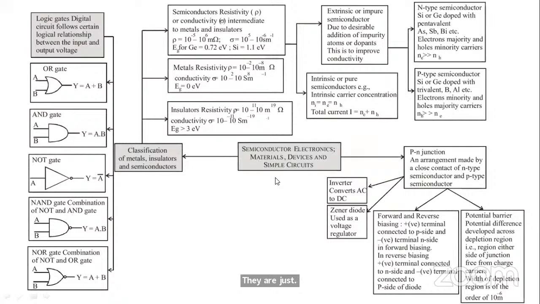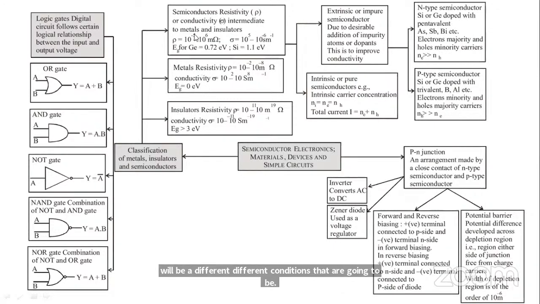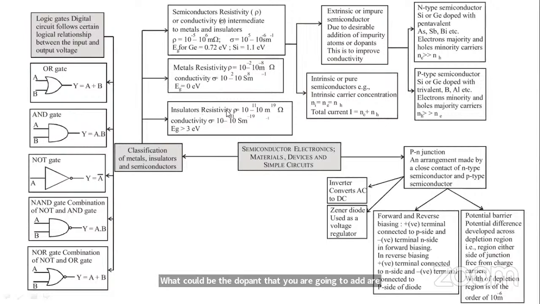But when it comes to the semiconductor, under certain conditions, it allows the current to pass through it. So what are the conditions? There may be doping, there may be a temperature variation, there may be different conditions. It depends on what dopant you add. On the basis of that, the semiconductor is going to conduct.